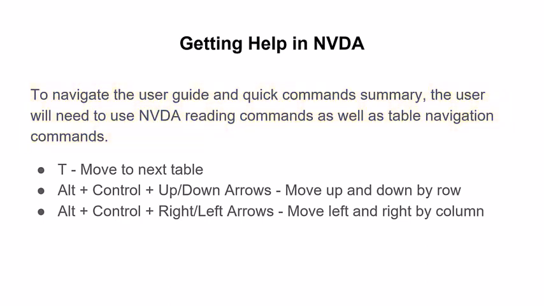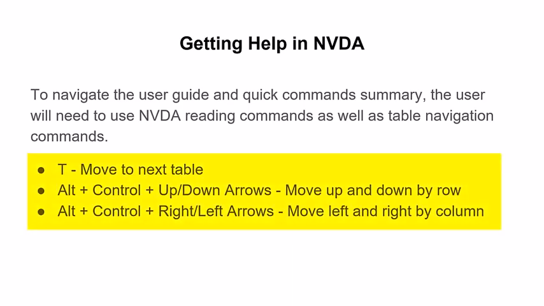Table navigation commands are necessary, or well, almost strictly necessary to navigate these areas because you need to know how to navigate a table area in order to read it. So the commands you're most likely going to need are T, pressing just T to move to the next table, holding down your Alt and Control, and your up and down arrow will move you up or down by a row. Alt, Control, and right or left arrow will move you left or right by column.